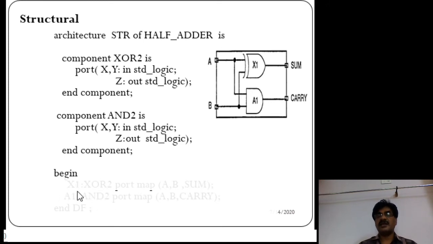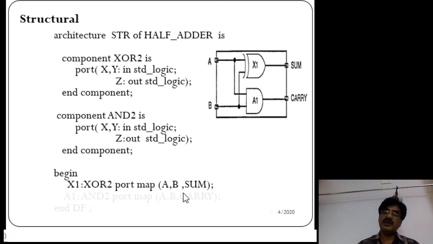After begin, let us see the instantiation statement for the XOR gate. It starts with the label name, that is, the name of the XOR gate here is X1. X1 is called the label name, then colon, then the name of the component. For this XOR gate, the component name is XOR2, followed by port map. It is not the sensitivity list, it is the port map list.